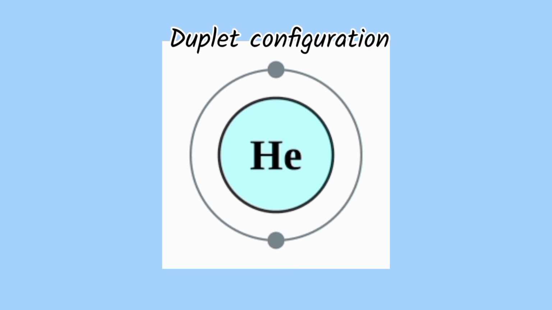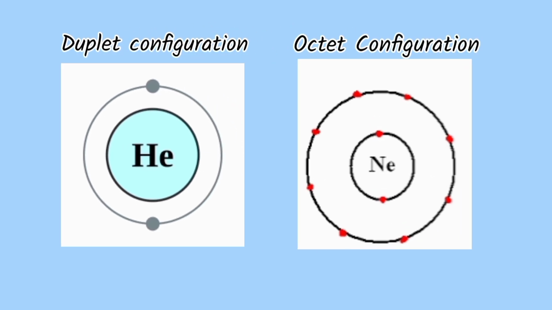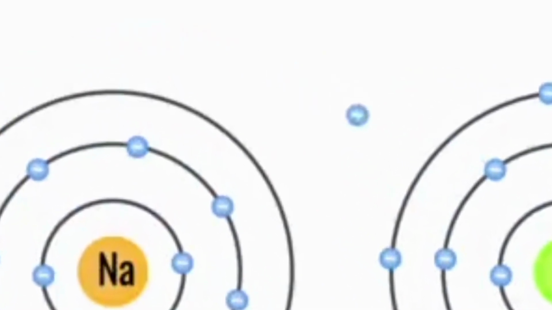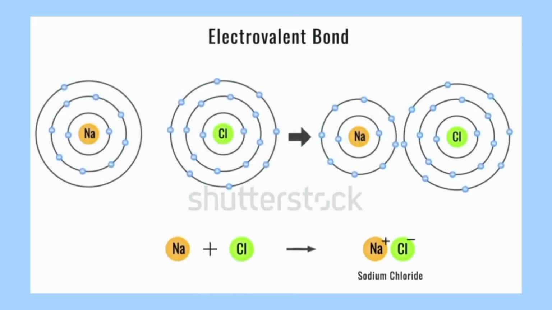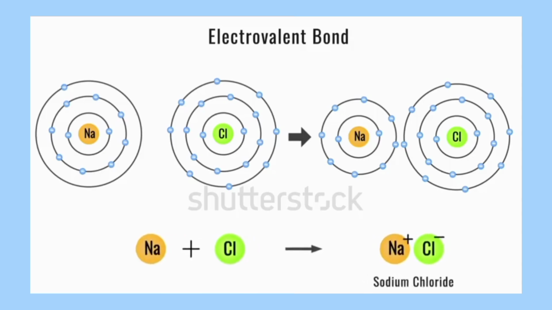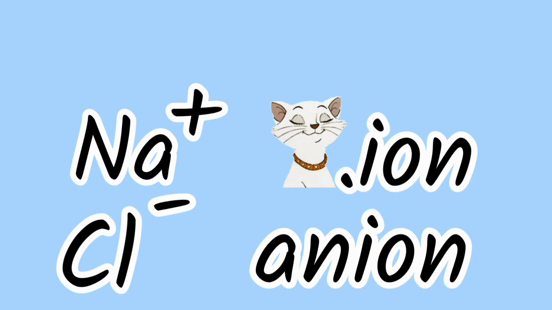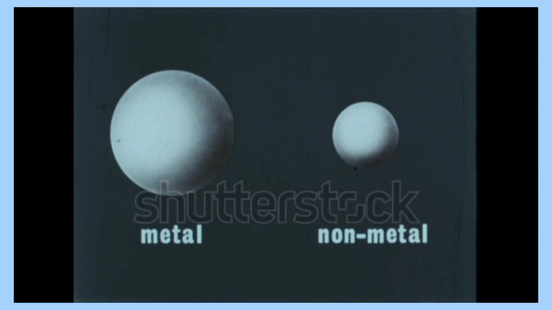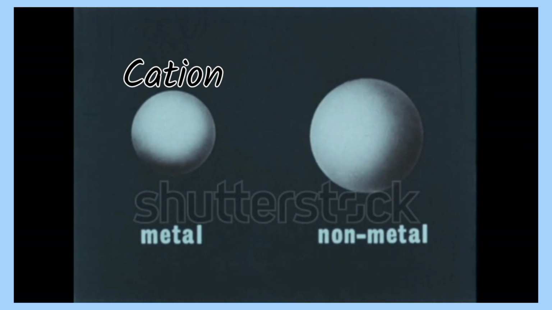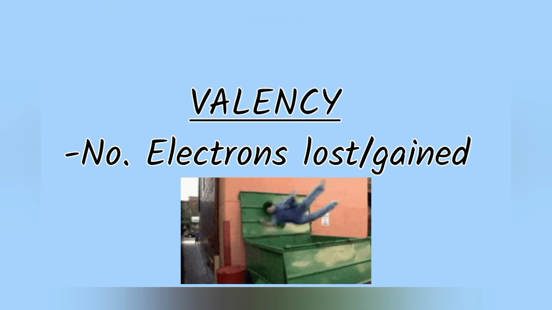Atoms that have a complete duplet or octet configuration are said to be stable. Atoms that do not have this kind of configuration are said to be unstable. For an unstable atom to become stable, it can either lose or gain electrons. When this happens, the atom gains a positive or a negative charge, and it is known as an ion. A positively charged ion is called a cation, and a negatively charged ion is called an anion. In general, atoms of metals lose electrons to form cations, while atoms of nonmetals gain electrons to form anions. The number of electrons that an atom loses or gains is known as the valency of the element.